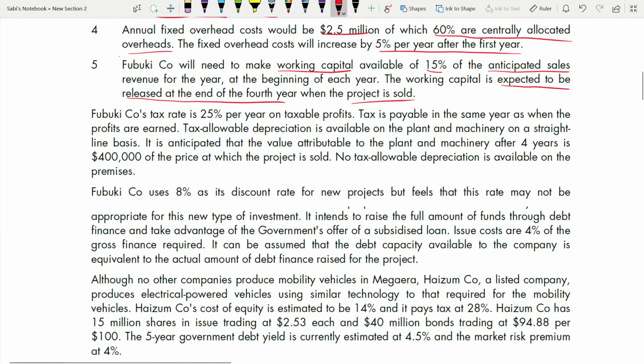Fubuki's tax rate is 25% per year on taxable profit. Tax is payable in the same year as when the profits are earned. So there is no confusion, there is no delay. Tax is paid in the same year as the profit is earned.